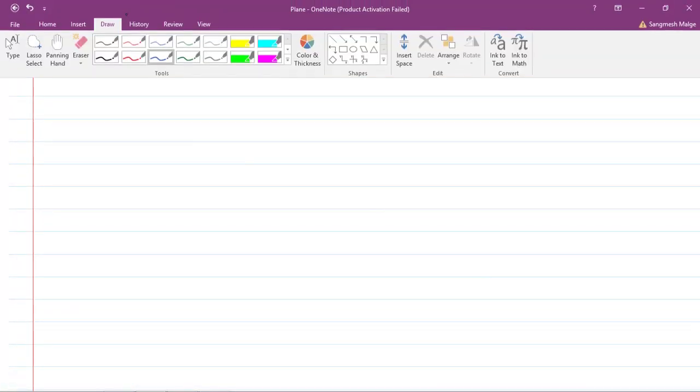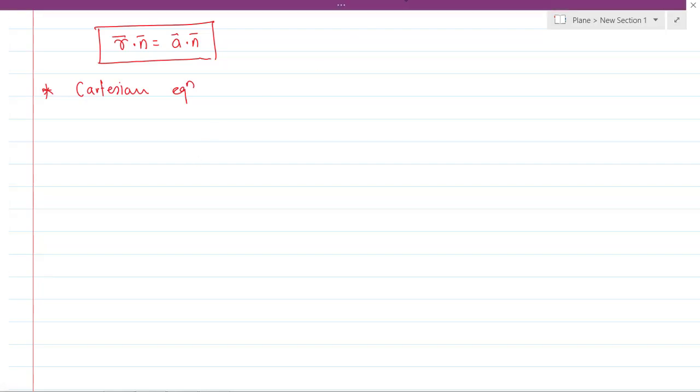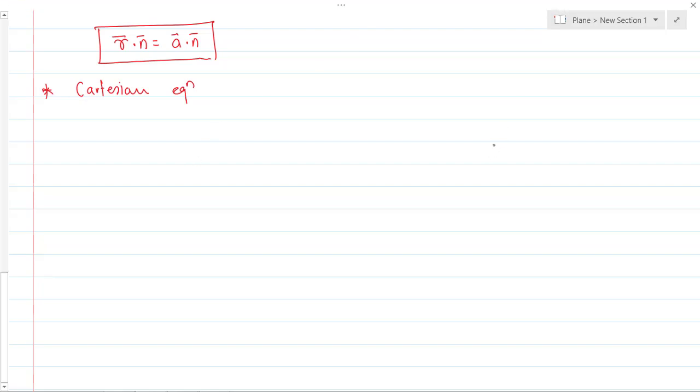Remember that the first equation of the plane which we get is r bar dot n bar equals A bar dot n bar. This is the vector equation of a plane. Now let's see the Cartesian equation of the same plane. Let me draw the same figure here.